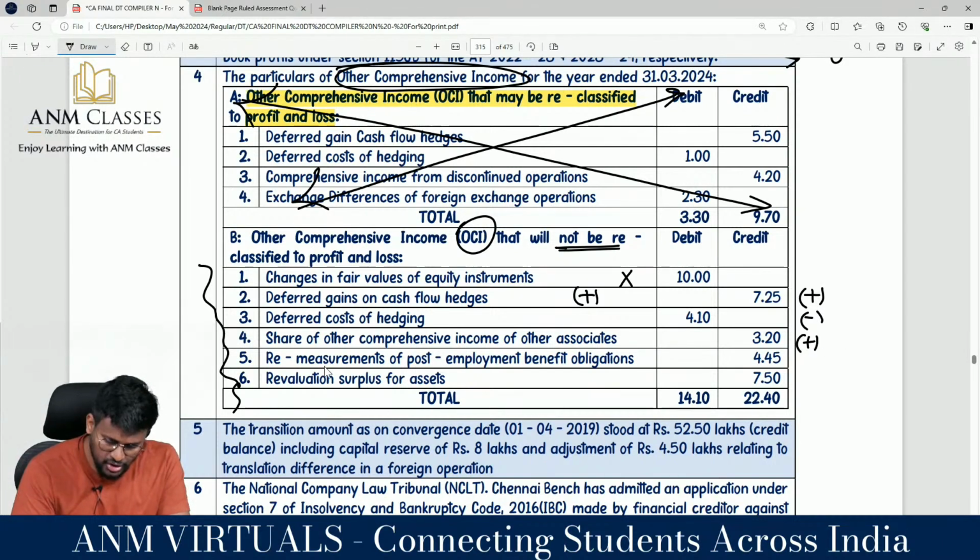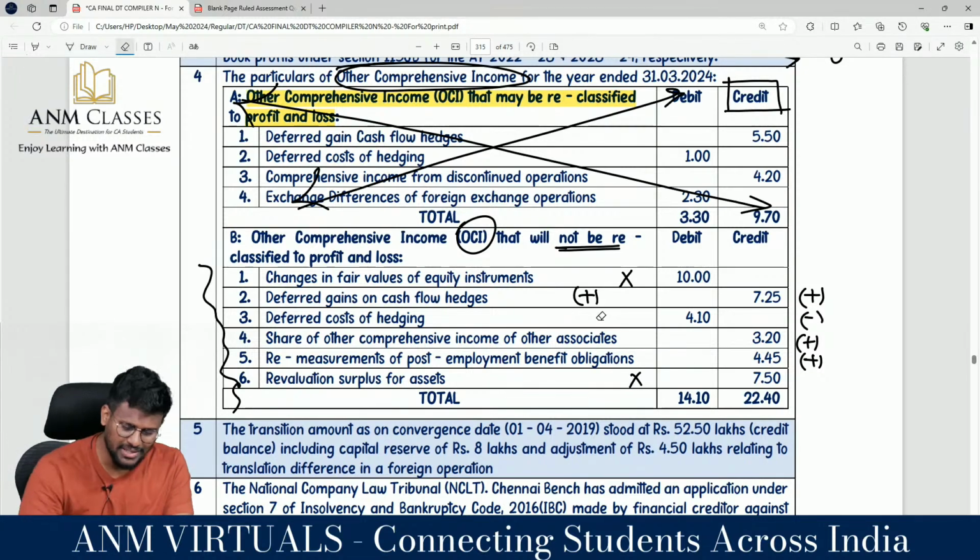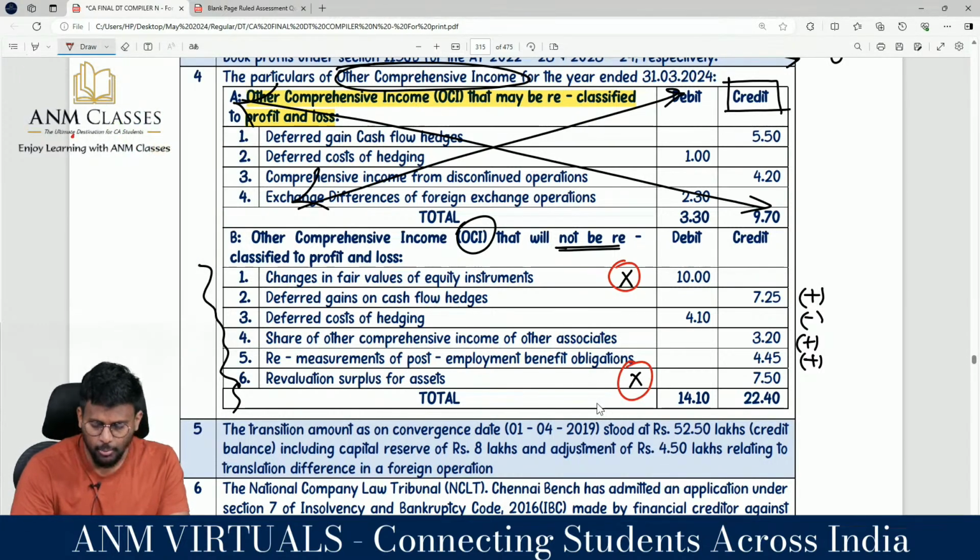Next one, remeasurement of post-employment benefit obligation. Because of remeasurement, a credit came. Credit means income, so we have to tax it. That means the obligation has been reduced, that's why they have treated it as income. If we miss that, my dear lovable students, the government will lose the chance, so we have to tax it. Revaluation surplus for asset, this is not the right time to tax it. Let it actually be realized. Now you don't tax it when you are computing the book profit.